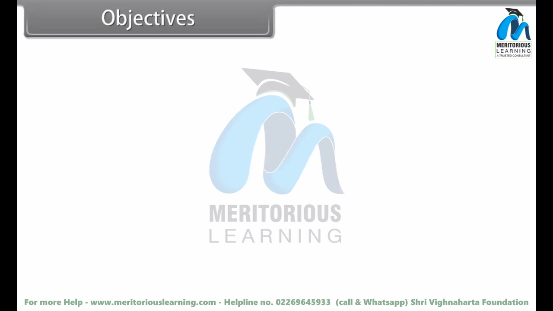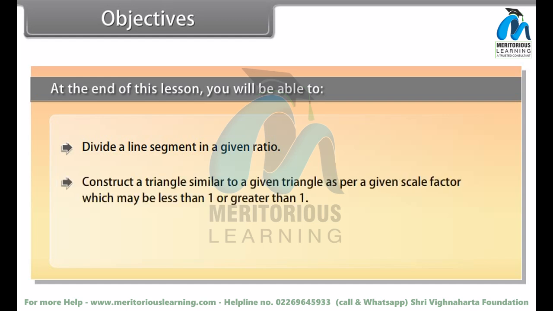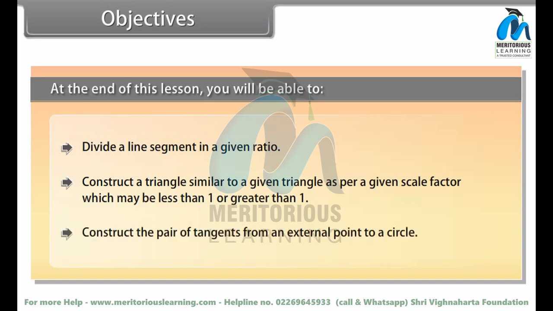Objectives. At the end of this lesson, you'll be able to divide a line segment in a given ratio, construct a triangle similar to a given triangle as per a given scale factor which may be less than 1 or greater than 1, and construct a pair of tangents from an external point to a circle.